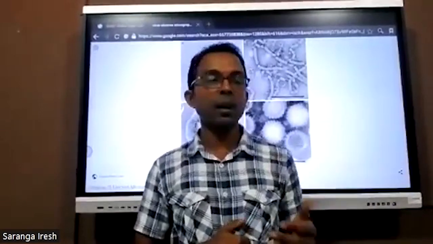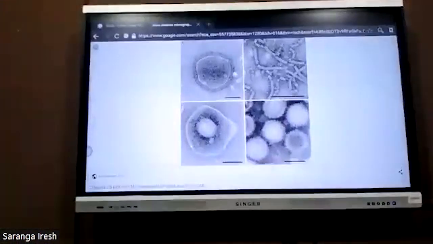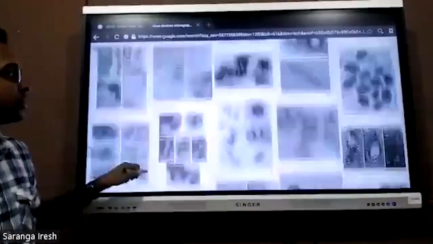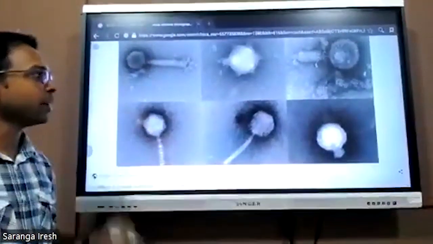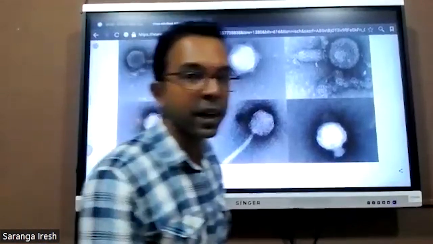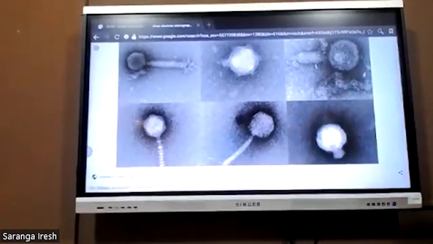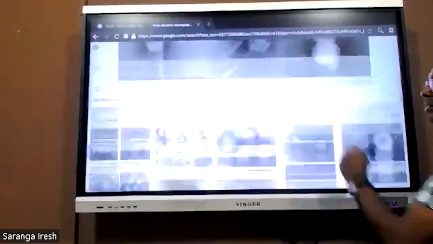After the invention of the electron microscope, scientists were able to observe these viruses. And this is the virus called the bacteriophage. This virus affects bacteria; the bacterial cell is also affected by this virus. It's about the size of a virus, a very small virus.